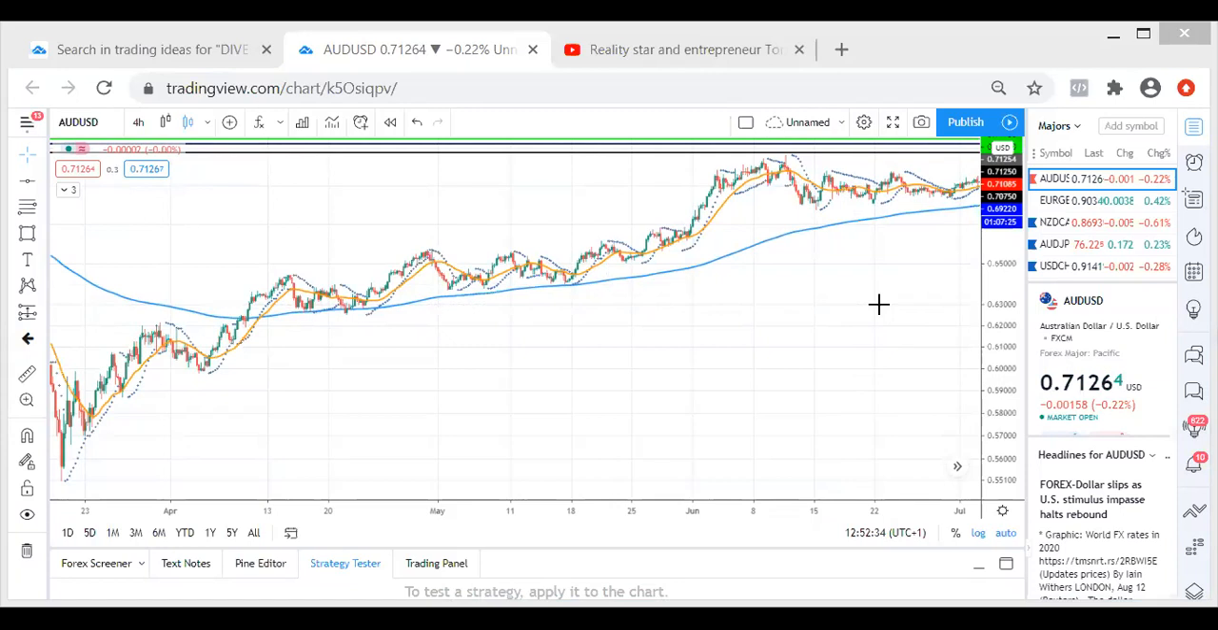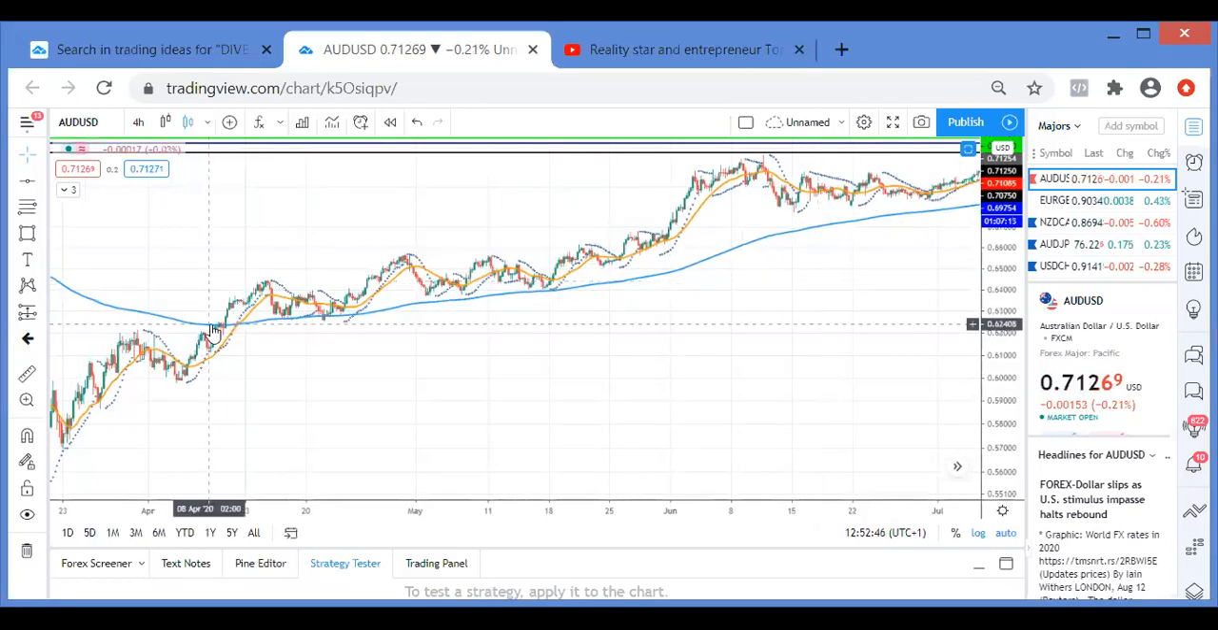Okay. So what I'm going to do is, this one here has been in an uptrend since the 8th of April. The 8th of April, yeah.